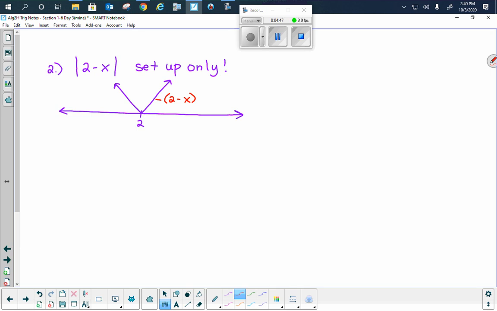If you distribute that and put it in a different order, that would be y equals x minus 2. That's a slope of 1. Yep, that side is the positive slope. And on this side, you would have the 2 minus x, because that would be y equals negative x plus 2, and that would be a -1 slope.